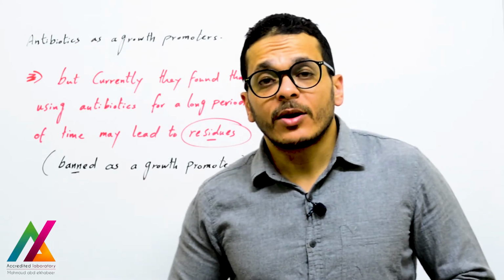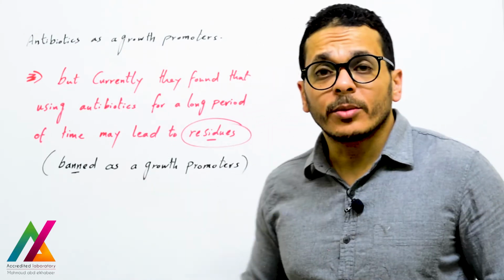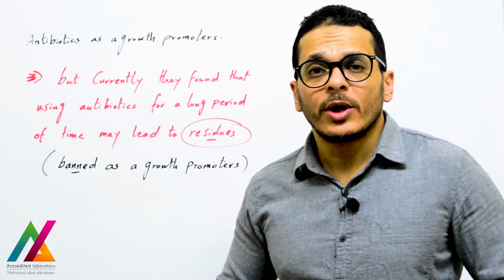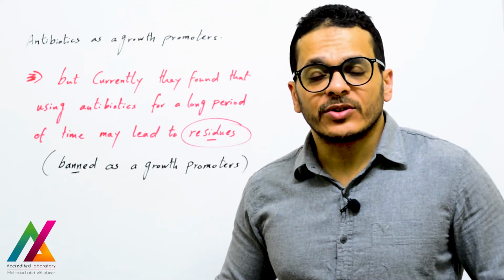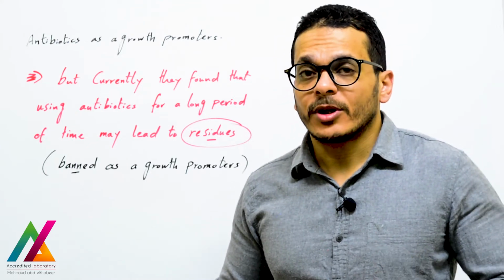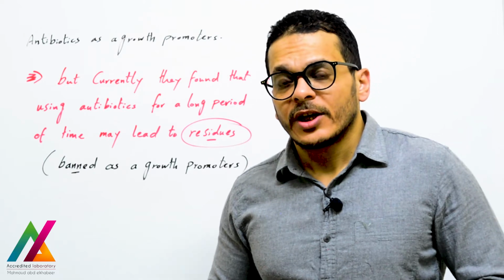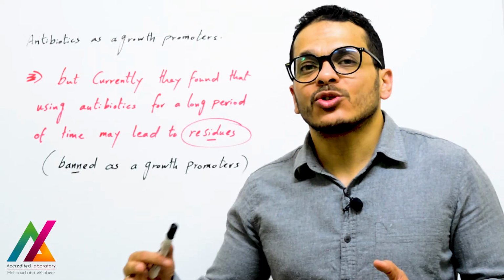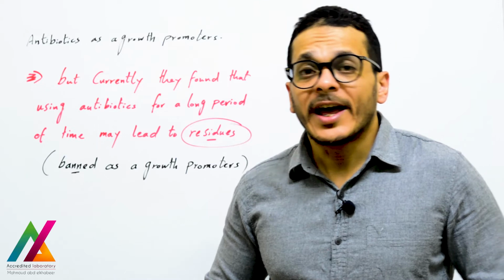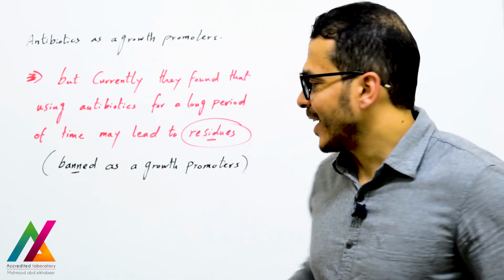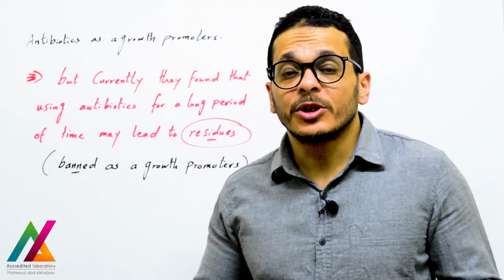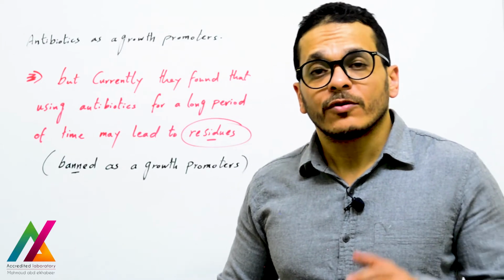But currently they found that using antibiotics for a long period of time may lead to the appearance of residues of these veterinary drugs in the food of animal origin, and so the development of resistant strains of bacteria. So now antibiotics are banned as growth promoters. They cannot be used now as growth promoters for animals.